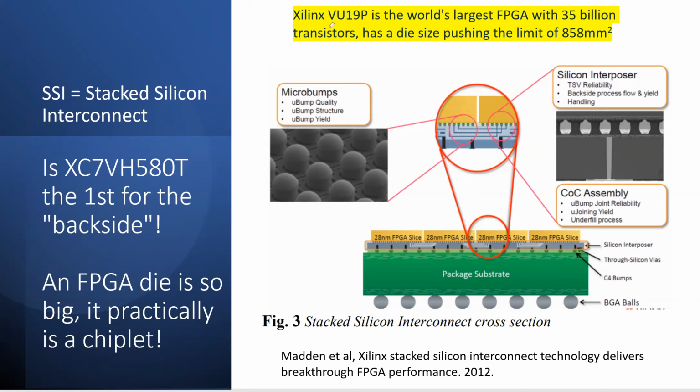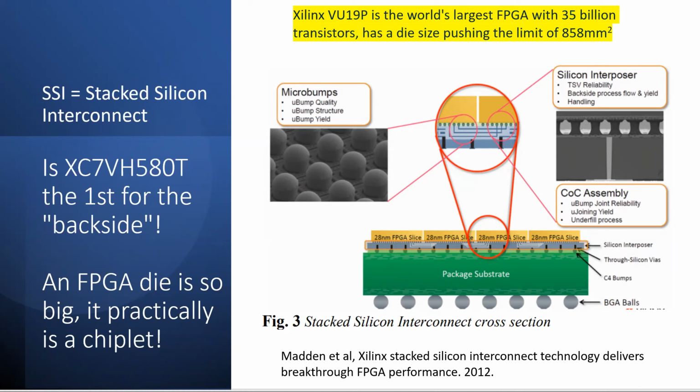Even currently the biggest die, VU19P, is pushing the limits of 558. At that time, the product was XC7VH580T. And this technology in 2012 was the first FPGA with a backside coming, because the FPGA die is so large, it's just like chiplets. These are all chiplets now. You can see that's the early stage, early development of chiplet technology that we talk about a lot today.